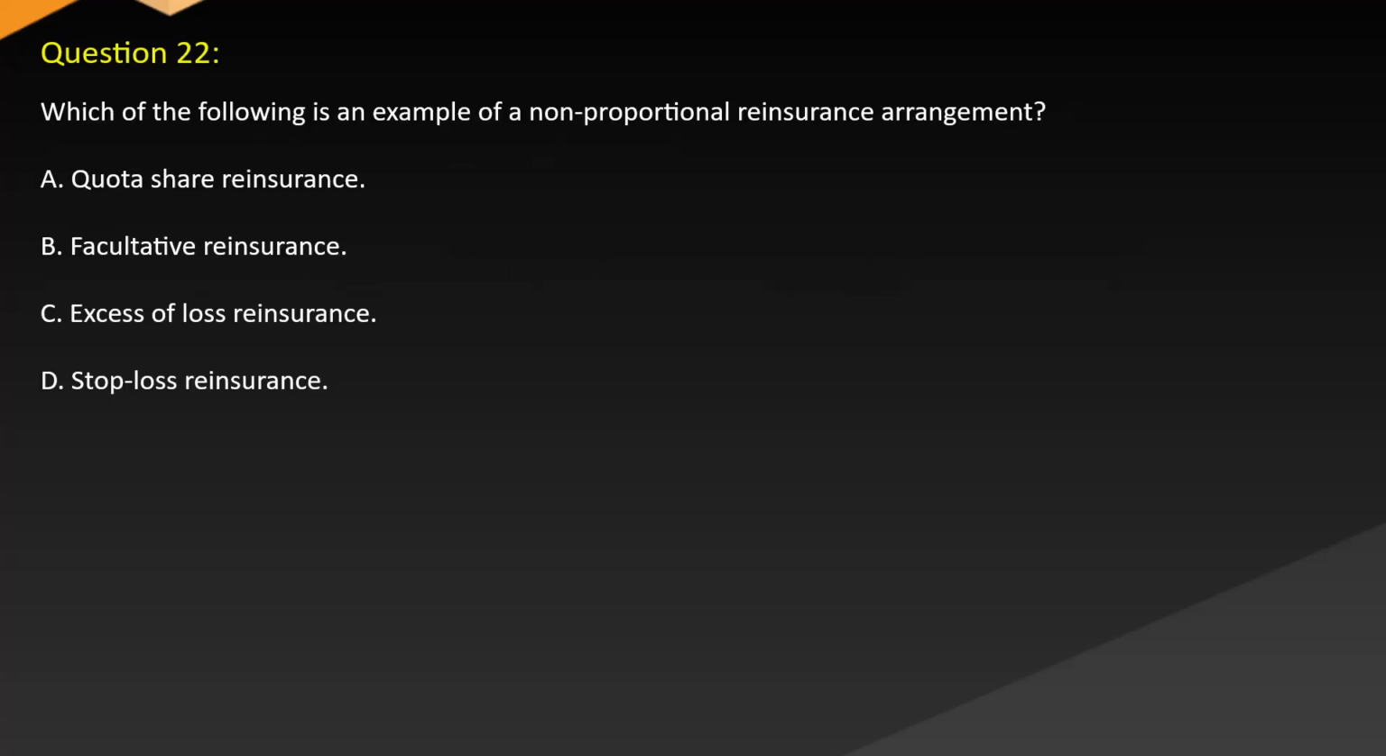Question 22. Which of the following is an example of a non-proportional reinsurance arrangement? A. Quota share reinsurance. B. Facultative reinsurance. C. Excess of loss reinsurance. D. Stop loss reinsurance.